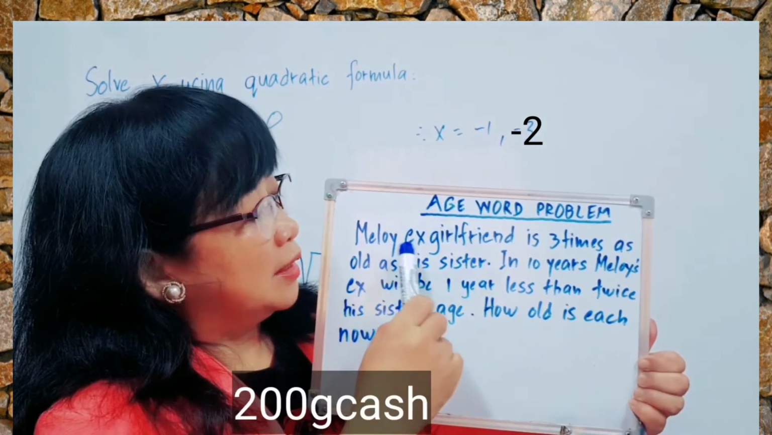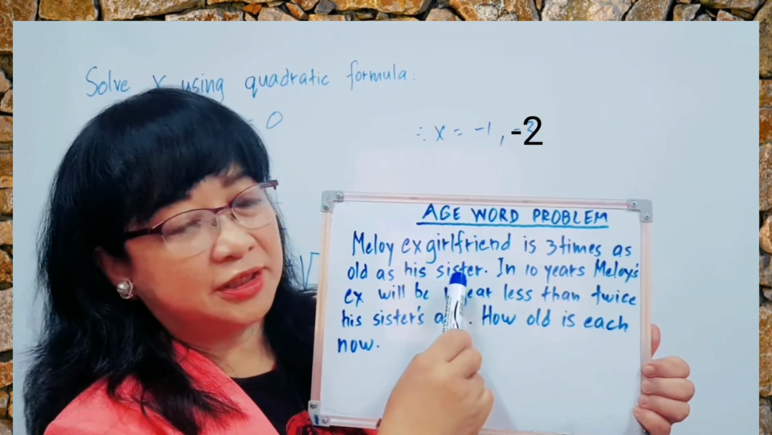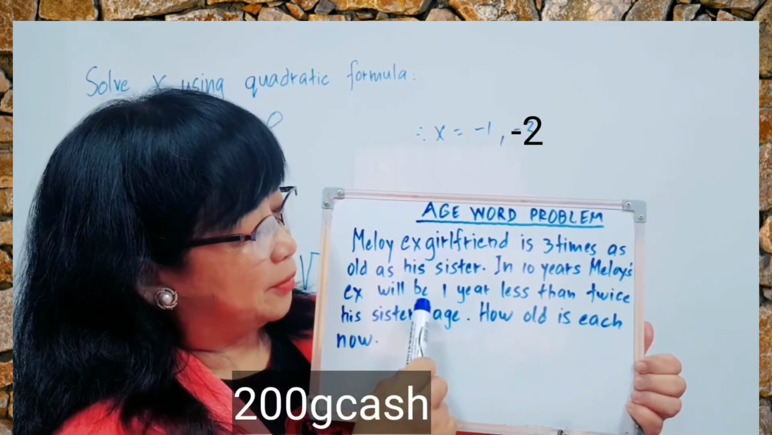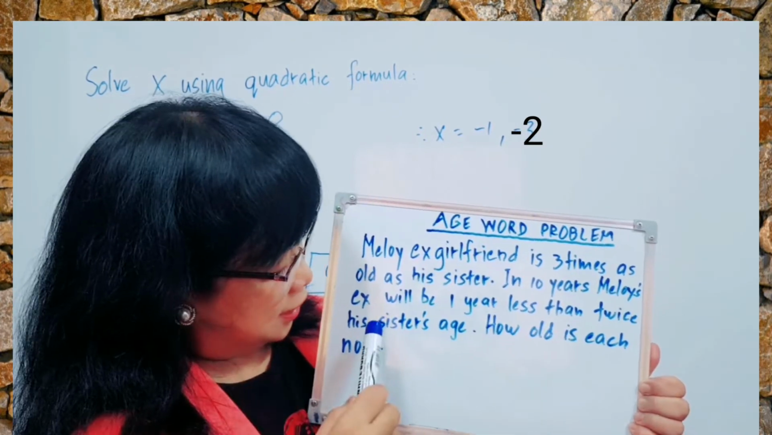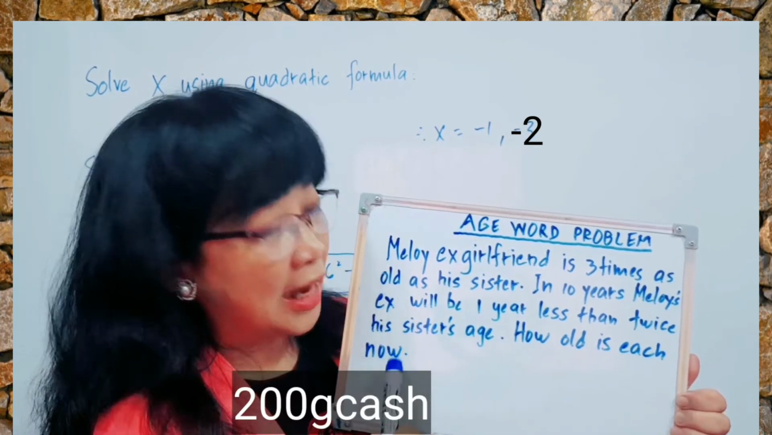Again, Miloy ex-girlfriend is 3 times as old as his sister. In 10 years, Miloy's ex will be 1 year less than twice his sister's age. How old is each now?